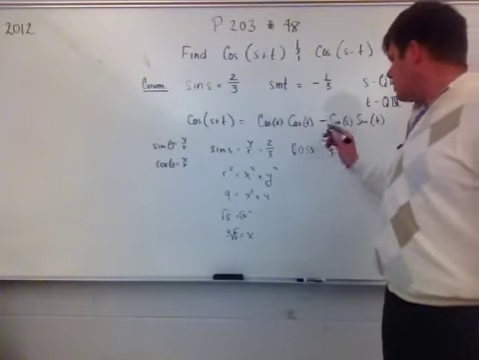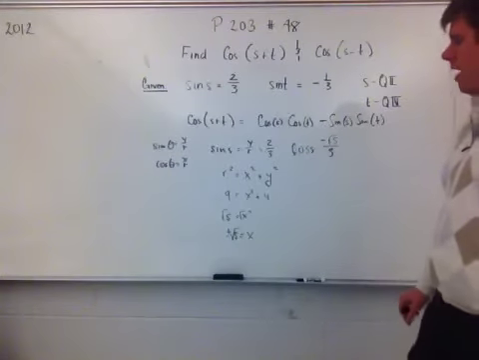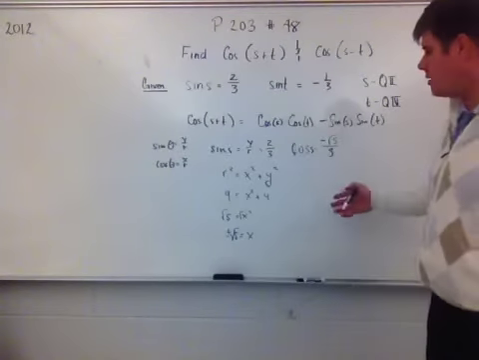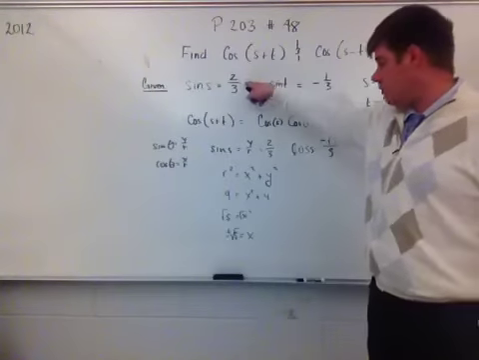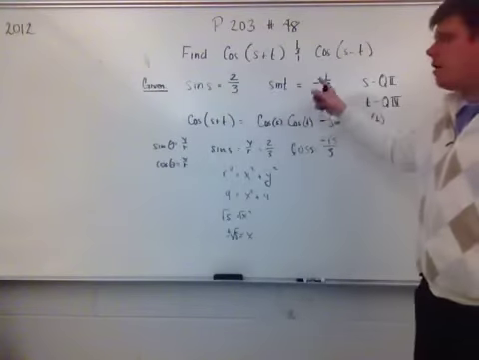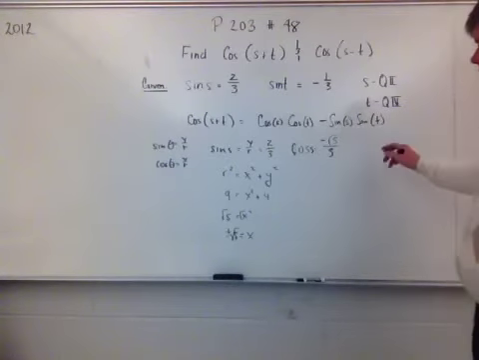So cosine of s is negative root 5 over 3. I do the same exact process for the cosine of t, except now I am not using sine of 2/3. I am using sine of negative 1/3. So I go through the same exact process, and that process is here.